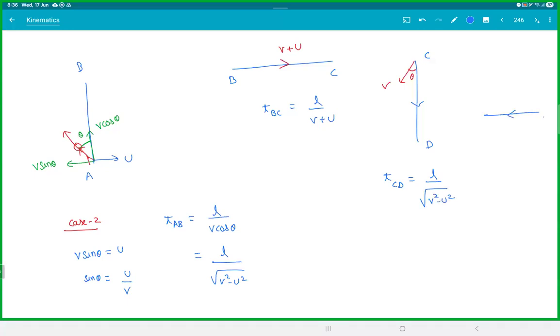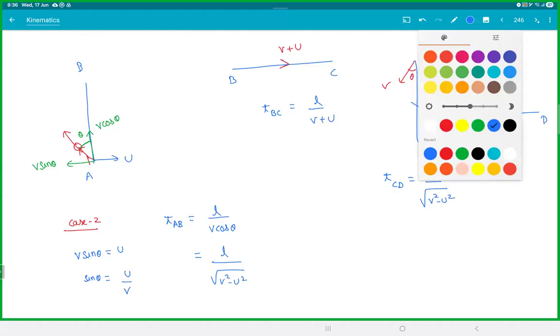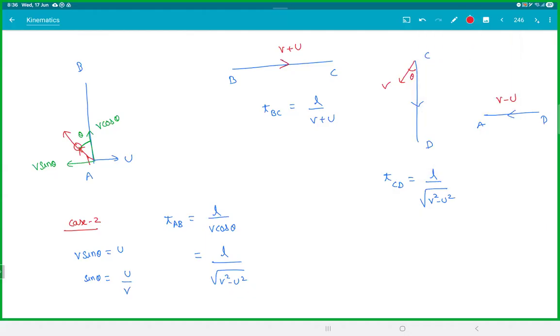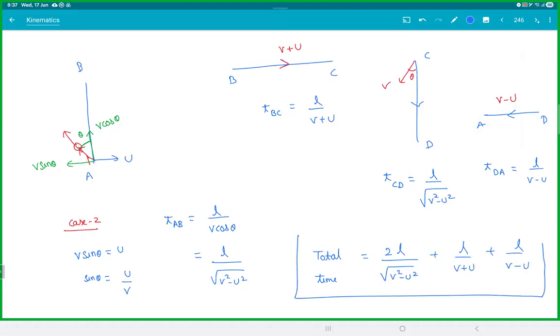And then when you're going back from D to A, you're going opposite to the river, which is v minus u. So time taken to go from D to A will be L by v minus u. Therefore, total time, just add them up. 2 times L by root over v square minus u square plus L by v plus u plus L by v minus u. Yeah, you can simplify it further, but you got this.